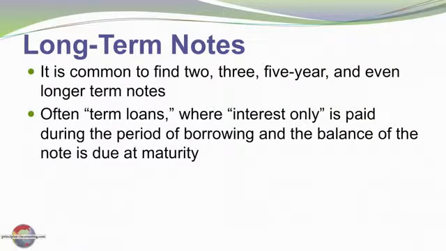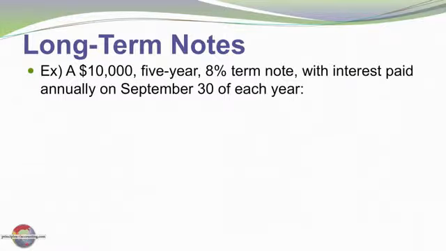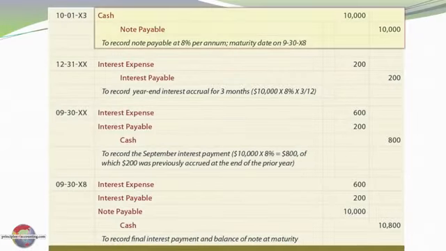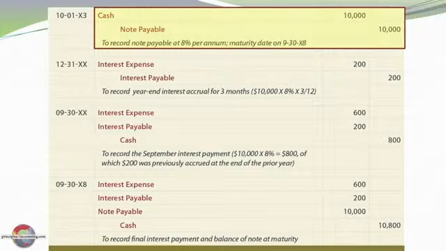Often term loans involve interest only. The principal amount of the note is due at maturity. For example, we might have a $10,000 5-year 8% note with interest paid annually on September 30th. In this case, the first entry involves borrowing the $10,000, debit cash and credit notes payable.